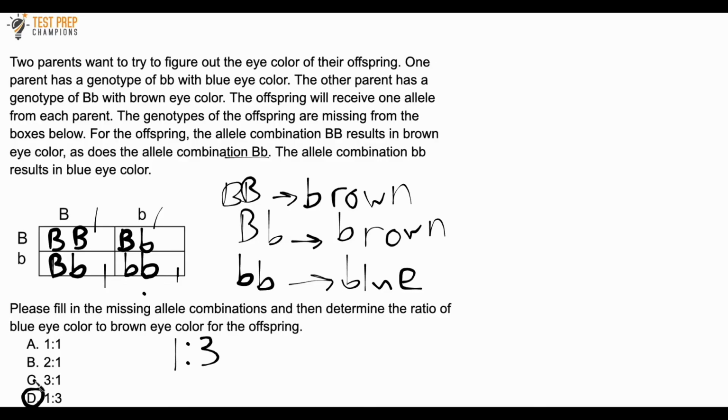Now, if you picked C, most likely what you did was you counted that there were 3 brown, and then you saw that there was only 1 blue, and you wrote it like this, 3 to 1. That would be correct if it was asking determine the ratio of brown eye color to blue eye color. But instead, it's asking to determine the ratio of blue eye color to brown eye color. So just be careful when you look at the order here, right? If this says brown eye to blue eyes, then it would be 3 to 1. But since it says determine the ratio of blue eye color to brown eye color, we do 1 to 3.